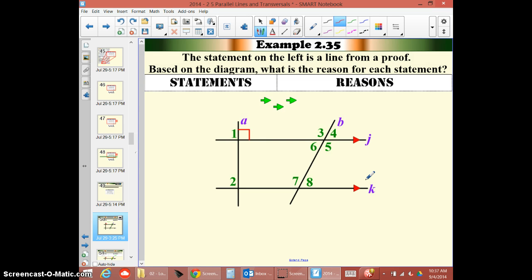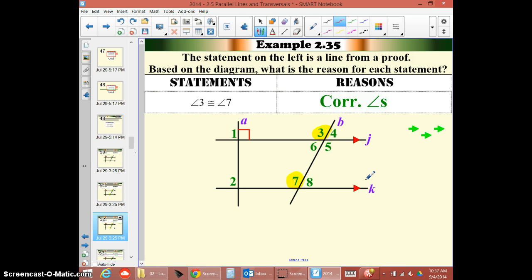2.35, the statement on the left is the line from the proof. Based on the diagram, what is the reason? I like this. Here's the statement. Angle 3 and angle 7 are congruent. Why? Corresponding angles. See how they match up to each other?